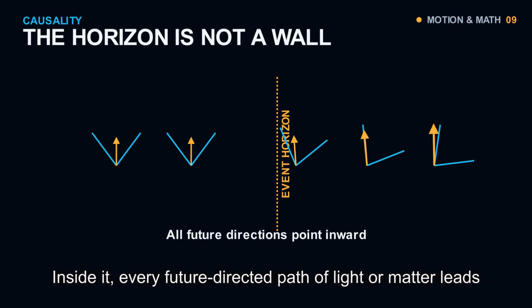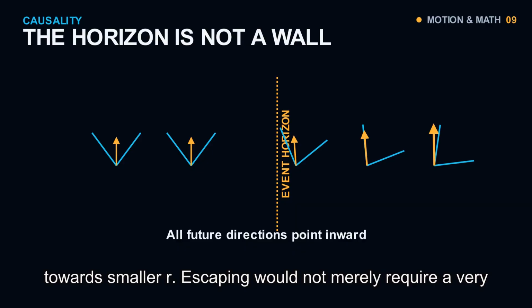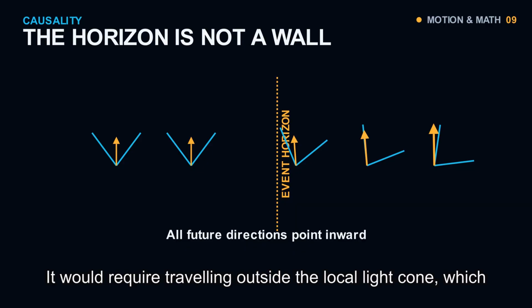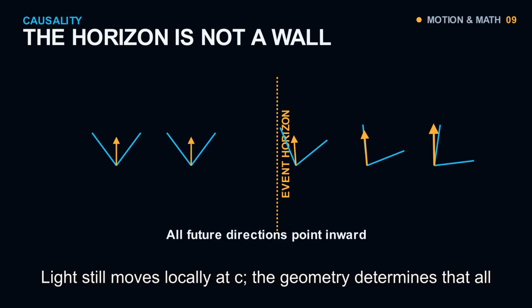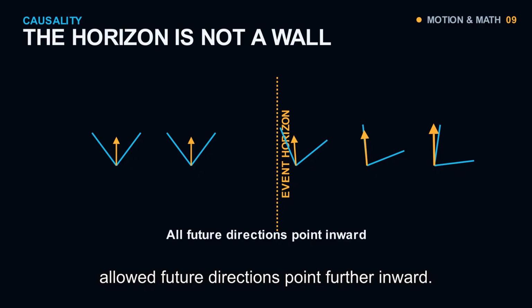The event horizon is instead a causal boundary. Inside it, every future-directed path of light or matter leads toward smaller r. Escaping would not merely require a very powerful rocket. It would require traveling outside the local light cone, which relativity forbids. Light still moves locally at c; the geometry determines that all allowed future directions point further inward.